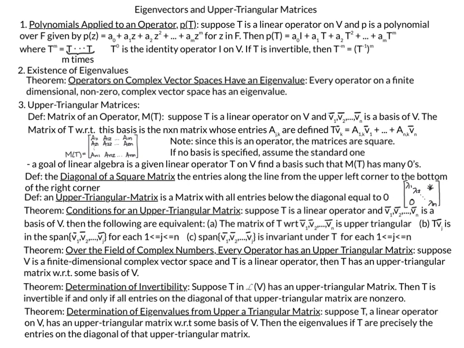These last two theorems demonstrate why the work to get an upper triangular matrix makes our analysis of the transformation easier. First, we can determine invertibility. Suppose T, a linear operator on V, has an upper triangular matrix, then T is invertible if and only if all entries on the diagonal of the upper triangular matrix are non-zero. Second, determination of eigenvalues from an upper triangular matrix. Suppose T, a linear operator on V, has an upper triangular matrix with respect to some basis of V, then the eigenvalues of T are precisely the entries on the diagonal of that upper triangular matrix.